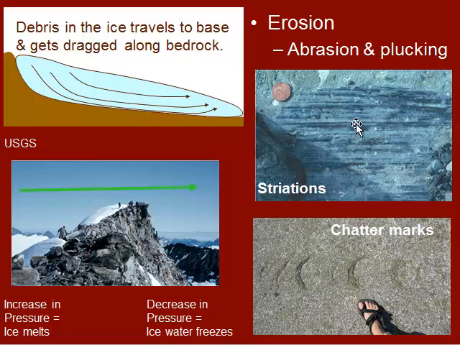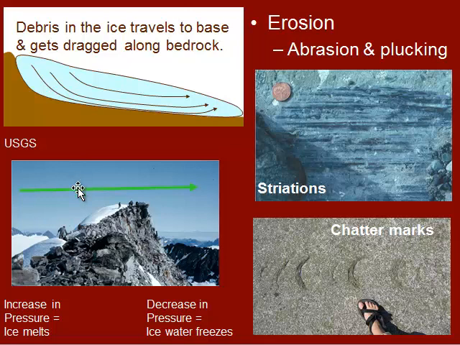So we end up with striations or glacial grooves, and chatter marks, when a chunk of ice has a boulder stuck in it and it kind of ricochets off the bottom of the glacier, and you get these crescentic gouges that result. So we have these two processes. Abrasion is eroding much smaller chunks of material, but plucking is what ends up removing the most material, getting those large boulders into the ice.